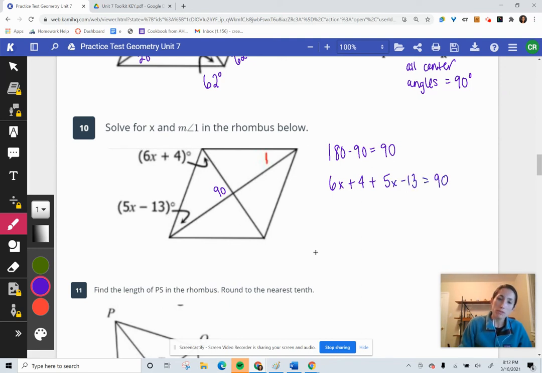Once you've done that, you then also know that this angle 1 here is congruent to this angle. So you can substitute x in here.